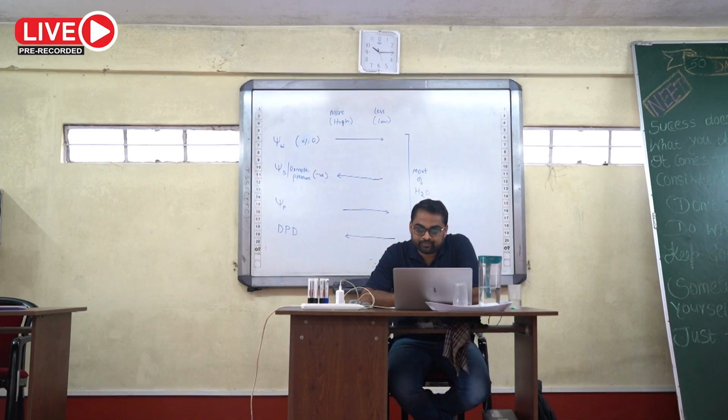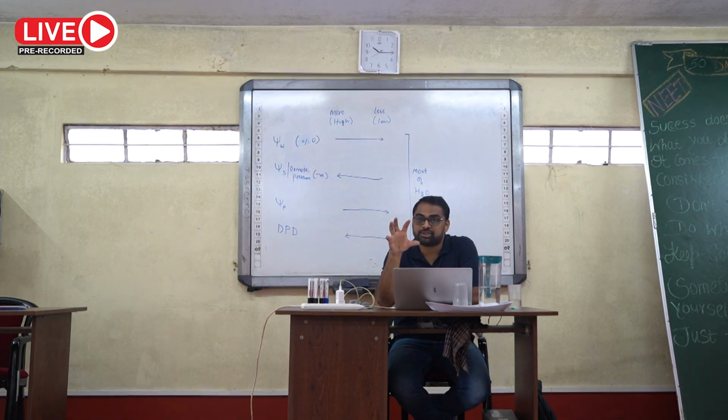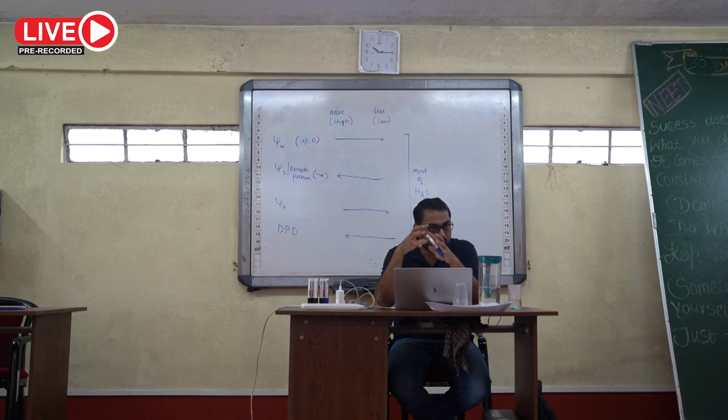Okay, next one. What is imbibition? Imbibition is surface absorption. A sponge imbibes water. It will hold on to something on the surface.